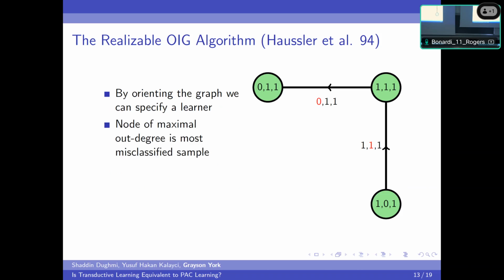We note that the out degree of a node is exactly the number of times when the learner misclassifies a sample. A learner misclassifies a sample whenever it's given an edge and it classifies in the incorrect direction. Therefore, the most misclassified node is going to be the node with the highest out degree. To that end, the one-inclusion graph is going to try to find an orientation which minimizes the maximum out degree in this graph.